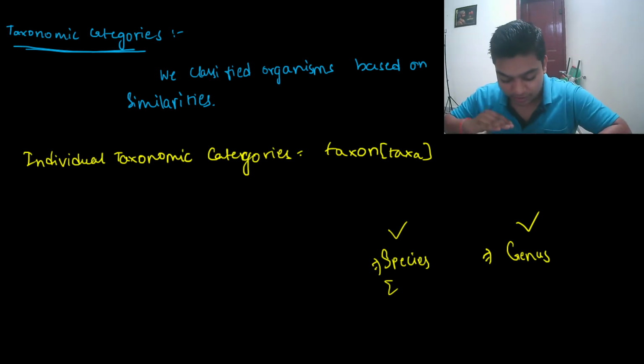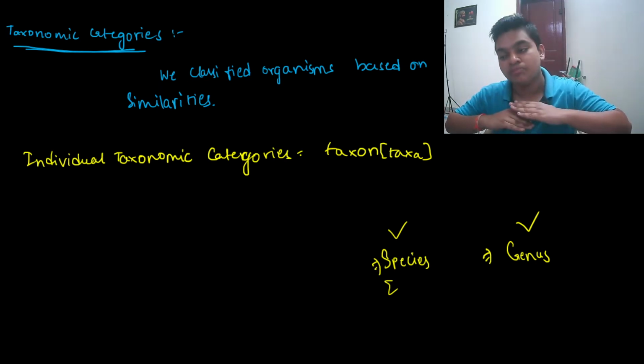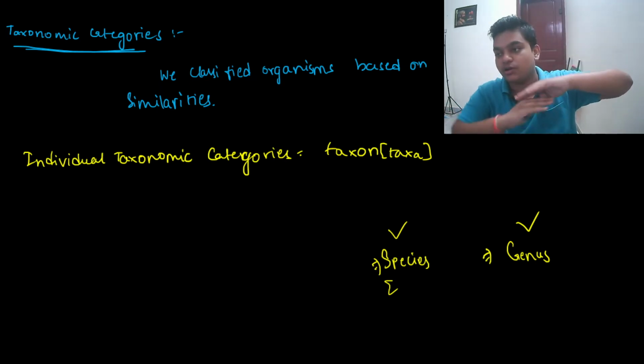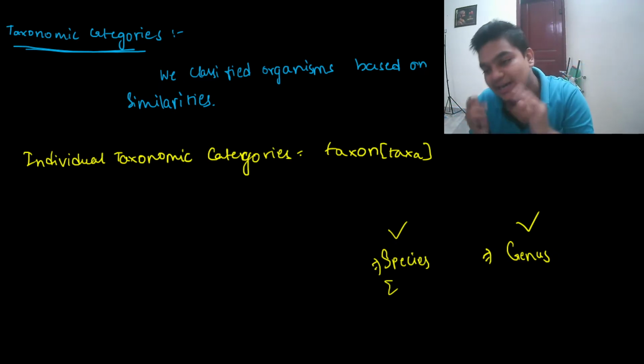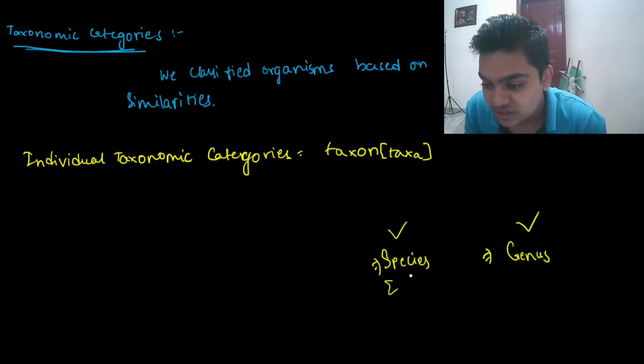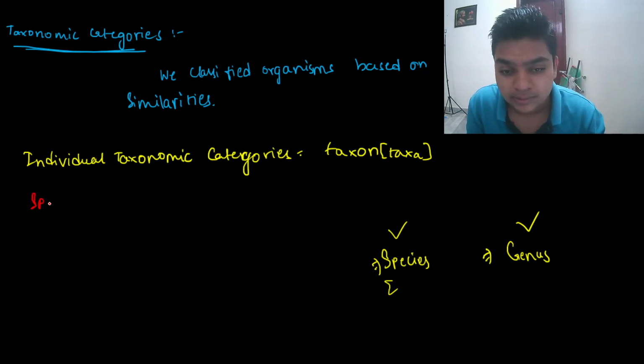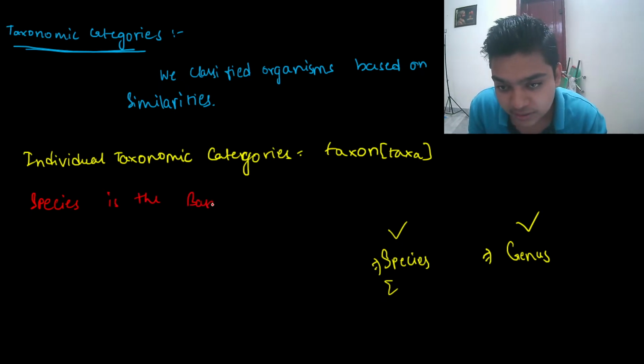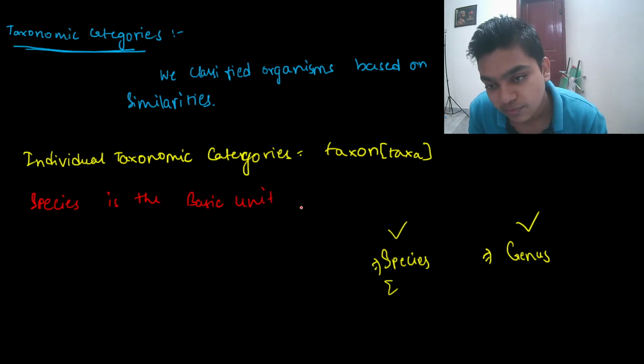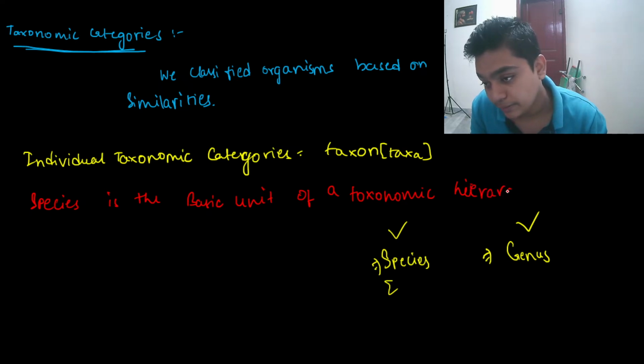And also, while we are moving from bottom to top in a taxonomic hierarchy, which I'll be drawing now, from bottom to top the similarities decrease. Why? See, species is the basic unit. Remember this important point: species is the basic unit of a taxonomic hierarchy.